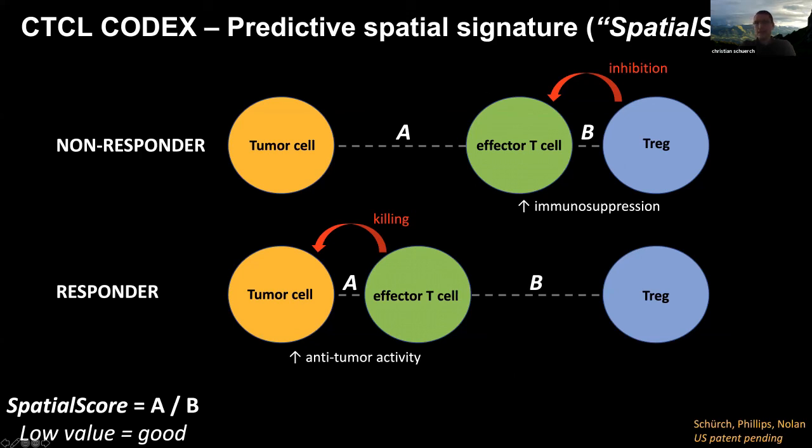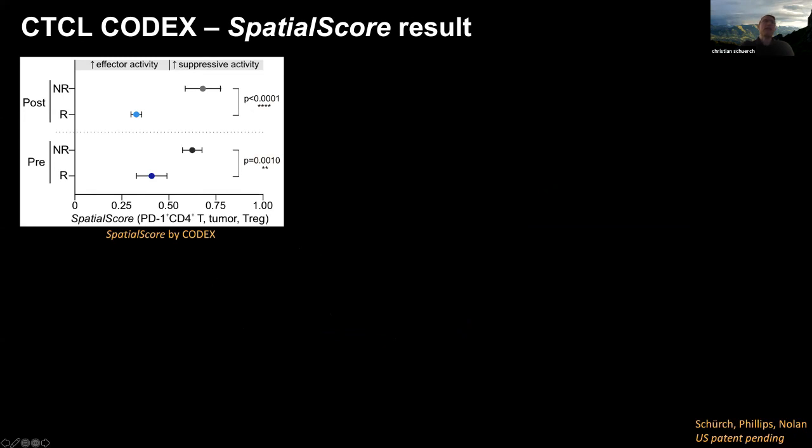So we tested this in our samples, and we found that in the responders pre-treatment, we had a much lower spatial score than in the non-responders, especially for CD4 T cells and PD-1 positive CD4 T cells. This was even enhanced after treatment. And interestingly, we did not see any difference in the spatial score when it comes to CD8 T cells.